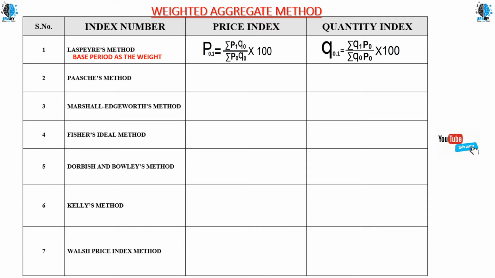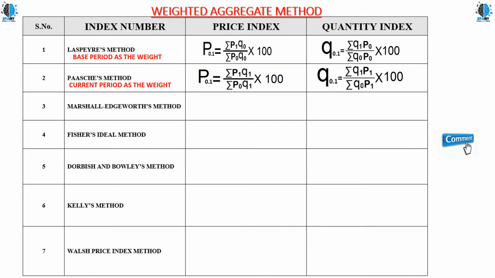Next formula we have is the Paasche method. Here the author has given the weight to the current year. In Laspeyres you have seen the author has given the weight to the base year. Now Paasche has given the weight to the current year. So I am going to have the same Laspeyres formula here, but instead of Q0 I have Q1 in price index. In quantity index instead of P0 I have P1. So same formula here, Paasche has given the weight to the current year.